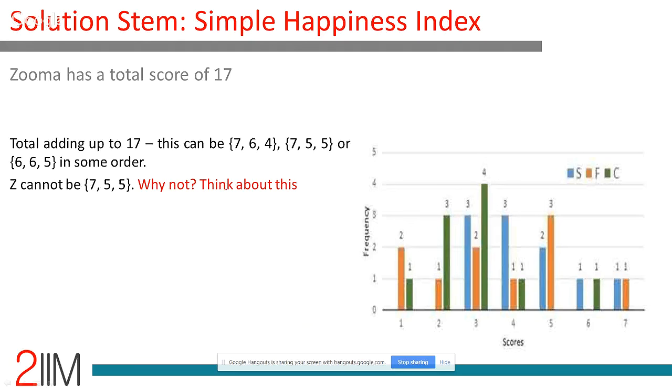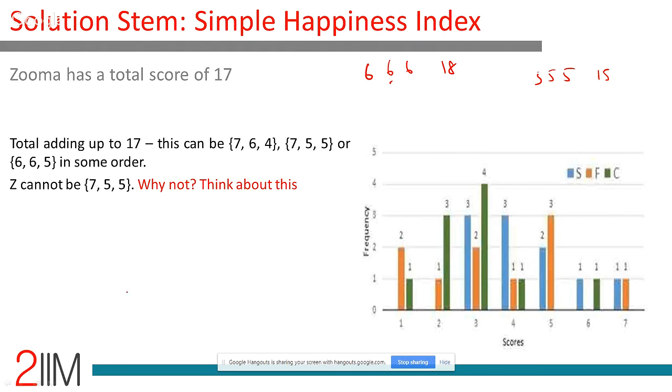Zuma has a total score of 17. Now you have to add up to 17. So think about this. 6 plus 6 plus 6 is 18. And so they're very close to averaging 6. And so if you have one 6, you cannot have 3 5s. 5 5 5 adds up to only 15. And so the highest could be 7 or the highest could be 6. Let's think about both. Highest cannot be 5.